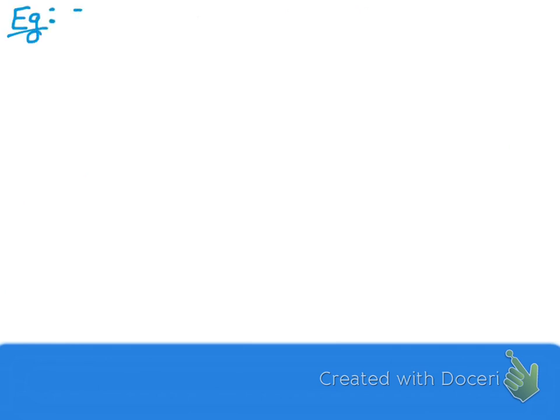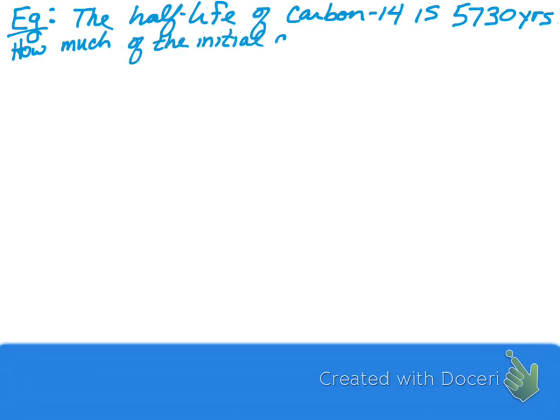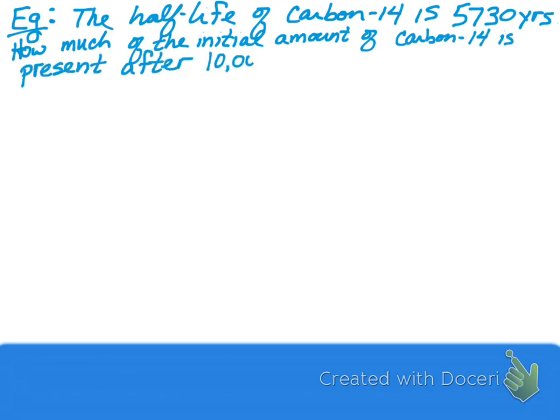So moving on, doing another example. This is talking about radioactive decay. The half-life of carbon-14 is 5,730 years. How much of the initial amount of carbon-14 is present after 10,000 years?